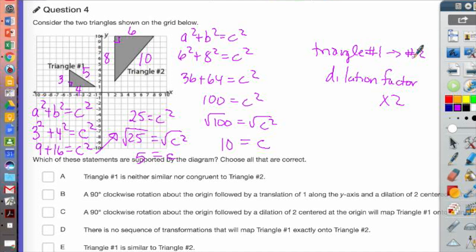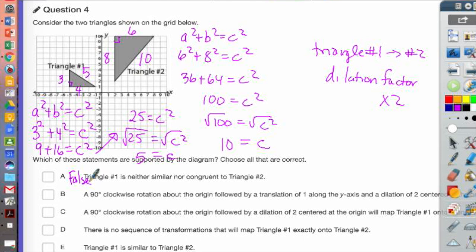We have similar triangles. They have the same angles and a constant dilation factor. So on your test, it was to be left blank. So I'm just going to write false next to it. But you were supposed to just leave it blank.